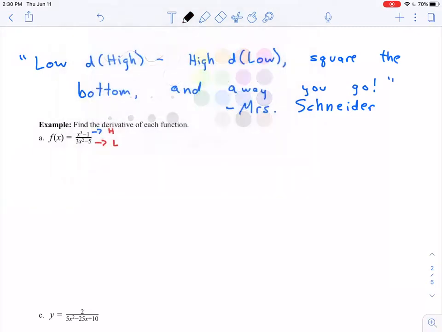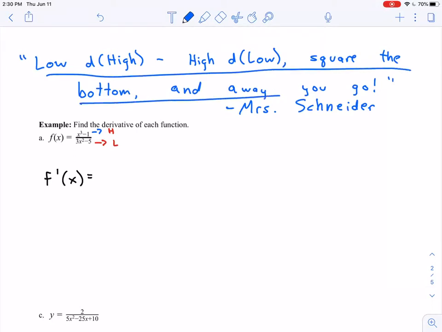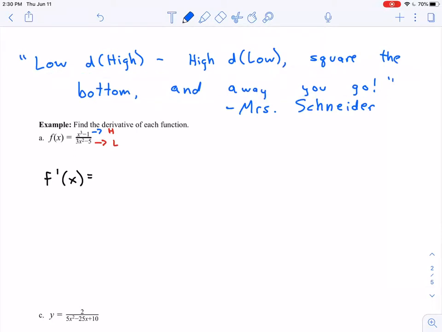When I go to take the derivative, if I'm doing the quotient rule like I am here, I oftentimes won't even write out what's t, what's t prime, what's b prime. I just say this whole thing out loud to myself as I go, and it kind of acts as a set of directions.